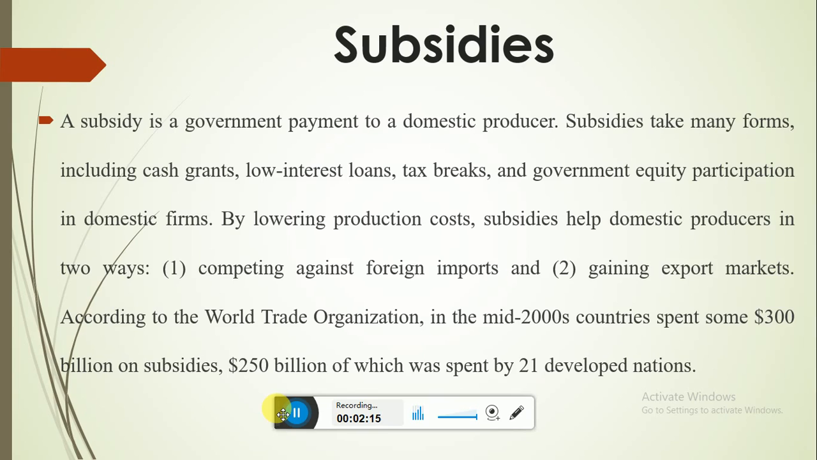So a subsidy is a government payment to a domestic producer. Subsidies take many forms, including cash grants, low interest loans, tax breaks, and government equity participation in domestic firms. So it can be in different forms, different types. Subsidies can be cash grants. For example, recently the United Kingdom government has given subsidies of £25,000 to each shop because of COVID-19. So that is a subsidy from the government for local domestic businesses.